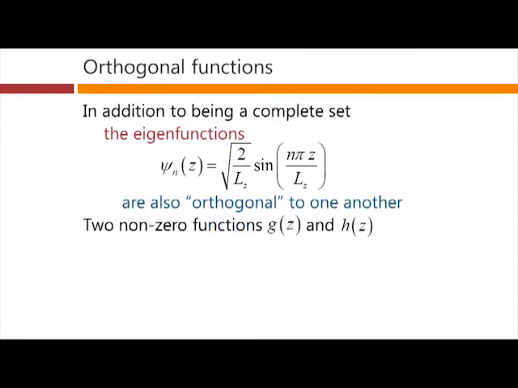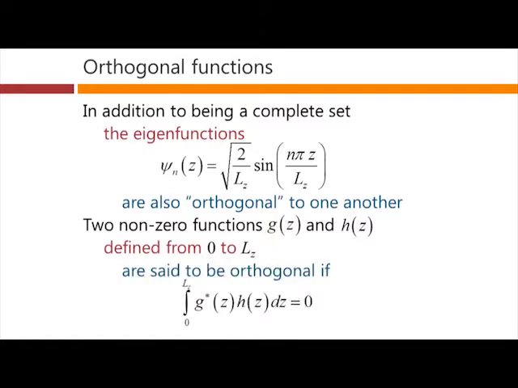Basically, the property of orthogonality applies if we have two non-zero functions. That means this function mustn't be 0 everywhere, and this function mustn't be 0 everywhere. And these two functions are defined from 0 to LZ. Then they're orthogonal if this integral, the complex conjugate of g of z times h of z, integrated from 0 to LZ, is 0. That's what we're going to define as the orthogonality of these two functions, for the case where they're defined from 0 to LZ.